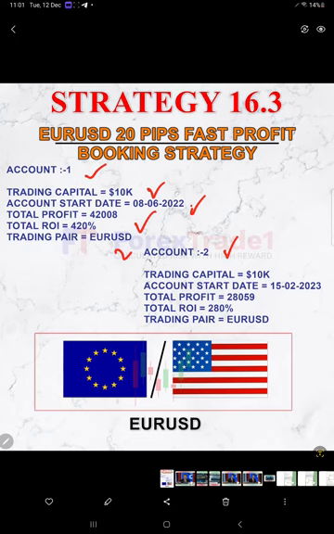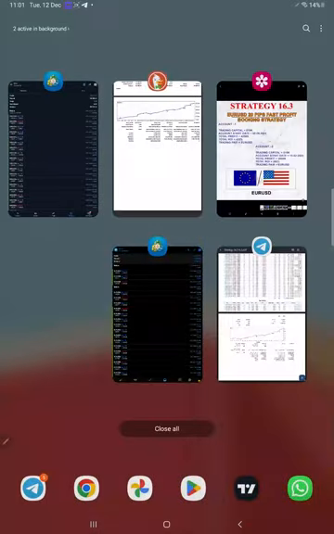Account 2, that's MT5, trading capital $10,000. Starting date is 15th of February 2023, almost 8 months later than the first one. Total profit is 28,059. Total ROI is 280%. Again, the trading pair is Euro-USD. Let's start the video from the trading account history.